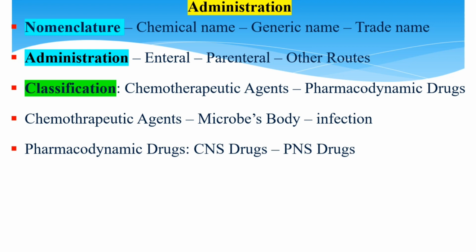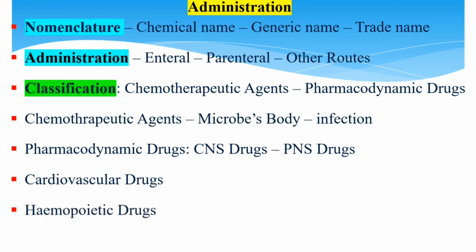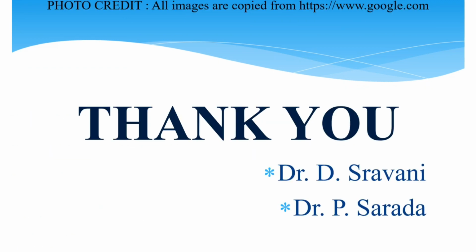Now, pharmacodynamic drugs act on the host body. Chemotherapeutic agents act on the disease-causing microbe, and pharmacodynamic drugs act on the host. Pharmacodynamic drugs are again subdivided as CNS drugs, PNS drugs, cardiovascular drugs, hematopoietic drugs, and renal drugs. We have learnt about each category and subcategories of pharmacodynamic drugs. So with this chapter, we have concluded Module 2, which is nomenclature, classification, and drug administration.